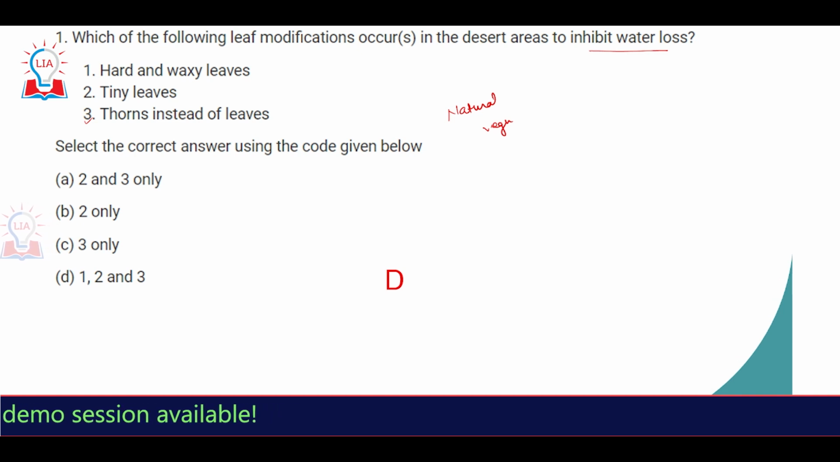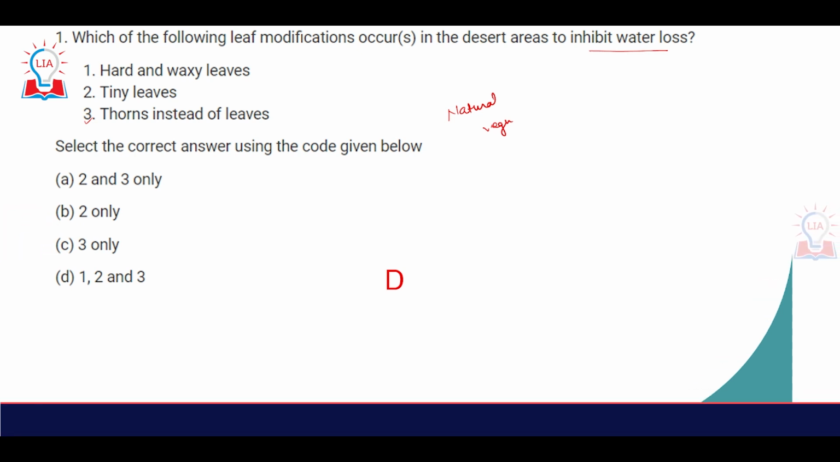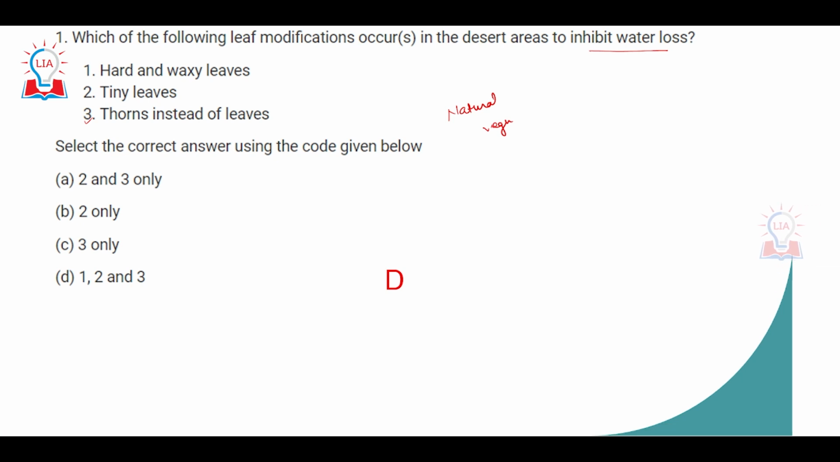Second is tiny leaves. They have the same logic, because tiny leaves have a lower surface area. Obviously the water evaporation that happens in the summer season or in the heat of sunlight will be very less. So obviously the correct answer for this particular question is D, that is, all statements 1, 2 and 3 are correct.